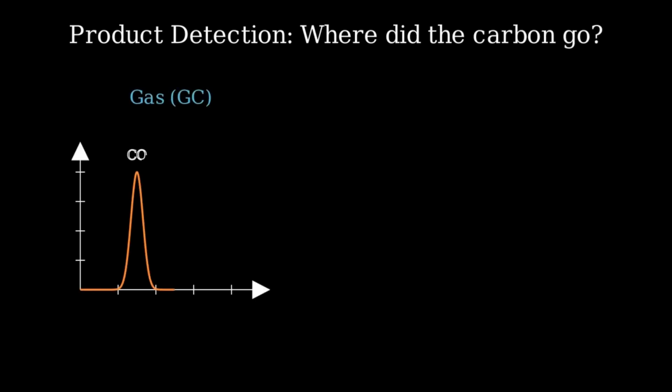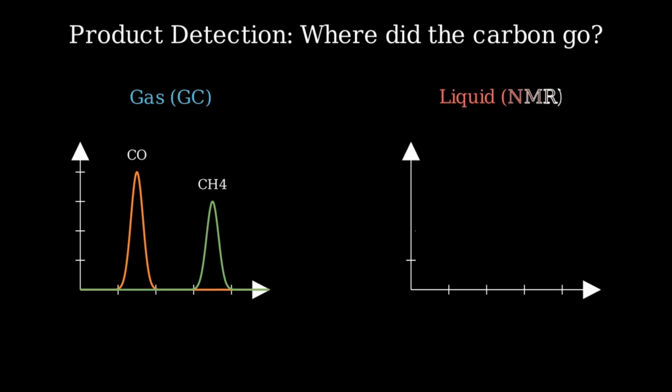But electricity alone doesn't tell us what chemicals we made. For that, we need external detectors. For gas products flowing out of the cell, like carbon monoxide or methane, we use gas chromatography, or GC. Different gases travel at different speeds, creating distinct peaks on a graph. For liquid products trapped in the water, like formate or ethanol, we use nuclear magnetic resonance, or NMR. This uses magnetic fields to identify specific carbon-hydrogen bonds, giving us the exact concentration of our liquid fuels.